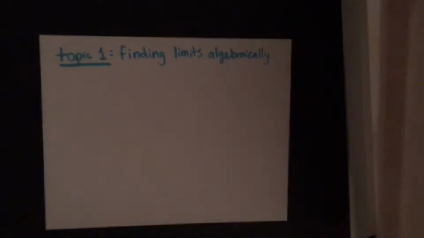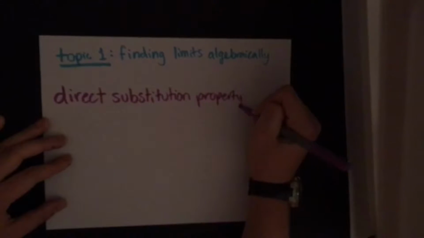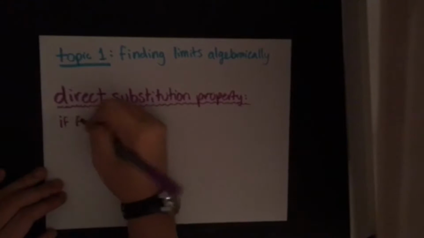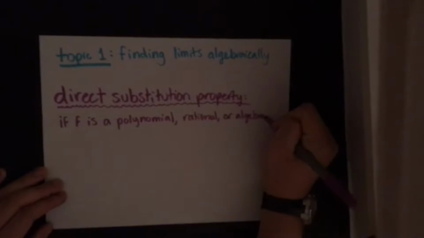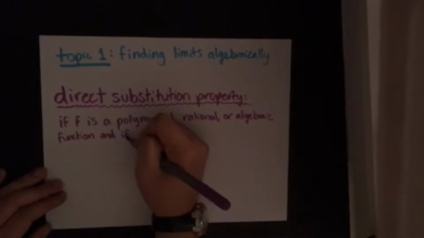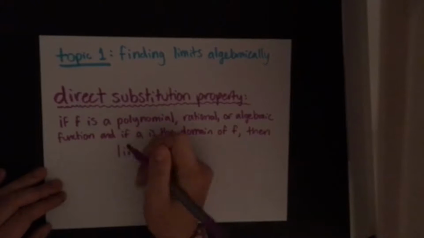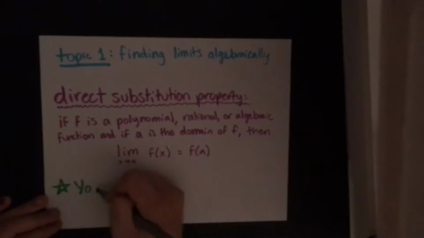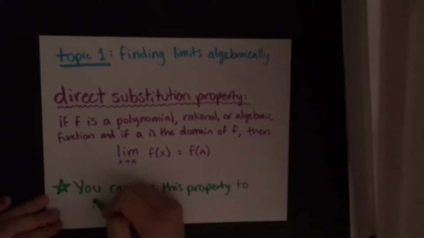The first thing to know about finding limits algebraically is the direct substitution property. This states that if f is a polynomial, rational, or algebraic function, and if a is in the domain of f, then the limit as x approaches a of f of x is f of a. It's important to note that you can use direct substitution to find the limit of any polynomial as long as the limit is within the function's domain.